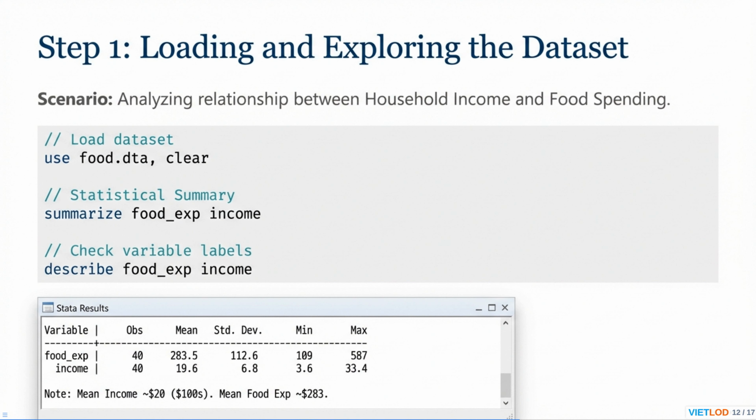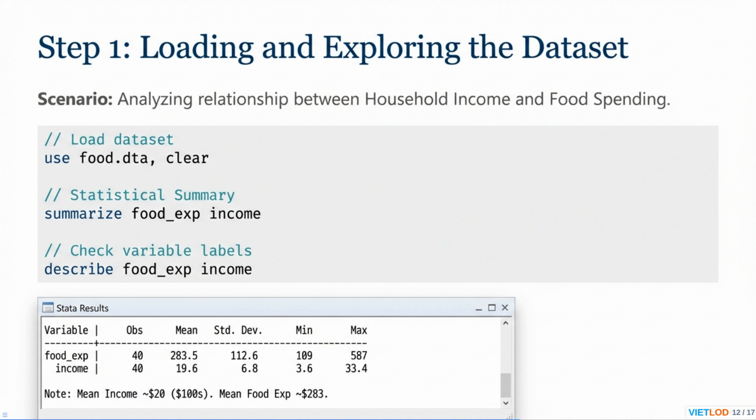To begin our analysis, the crucial first step is data preparation. This involves loading our dataset, which in this case is food.dta. Once loaded, it's essential to inspect the variables. We use Stata's summarize command to get key statistics like means, standard deviations, and ranges for our variables, food expense and income. Following this, the describe command helps us check variable types and ensure there are no issues.